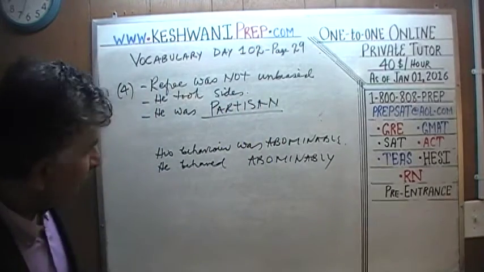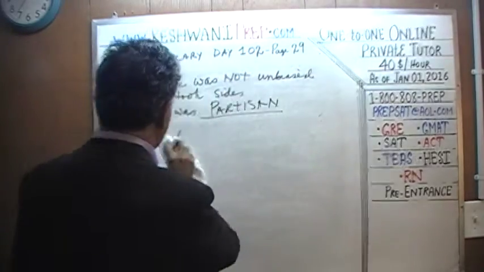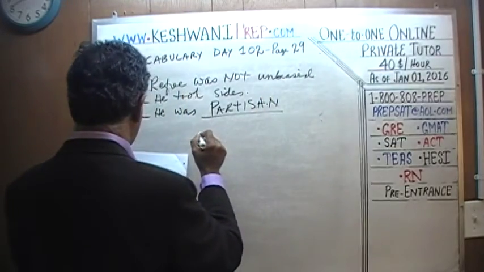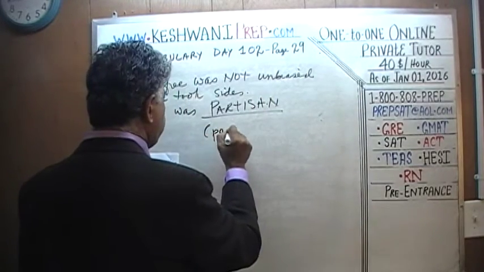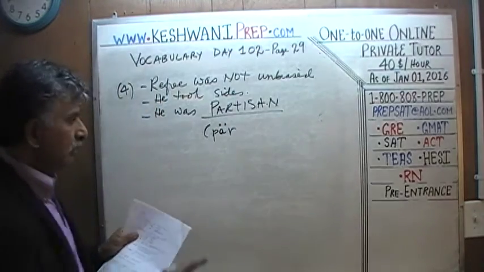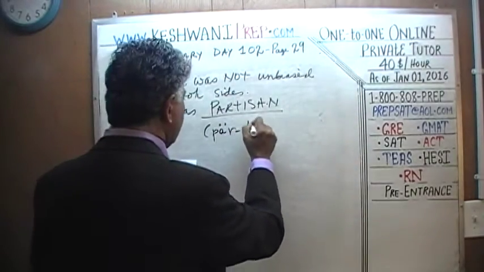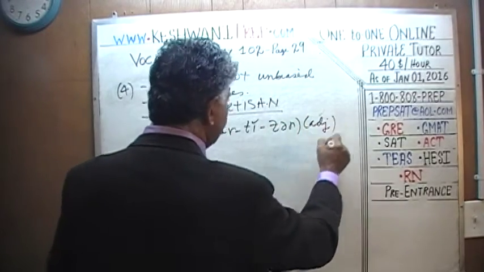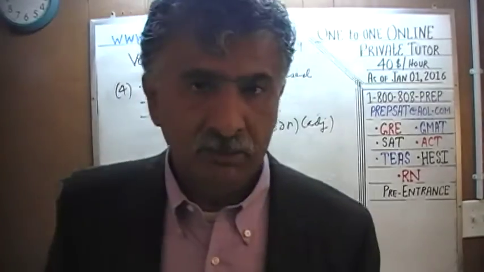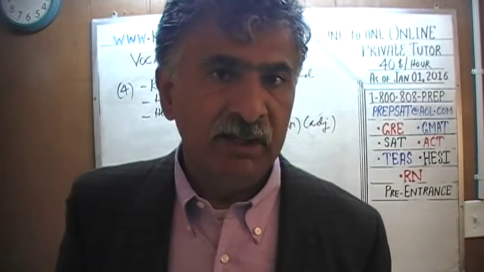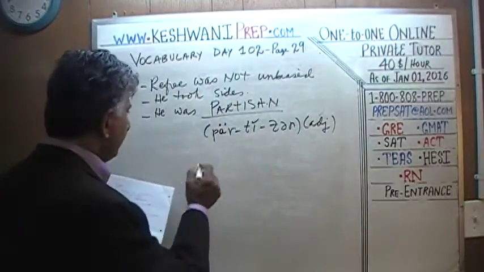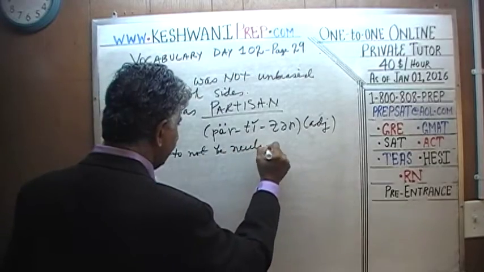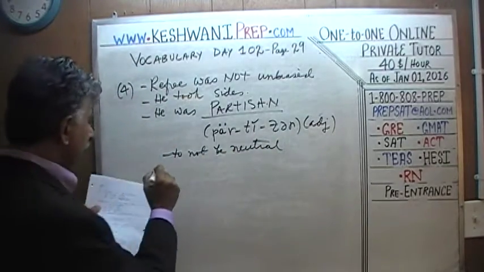Let's learn how to pronounce this word, shall we? The word is partisan. The referee was partisan. He was not unbiased, he was biased. Partisan means to not be neutral. If you're partisan, you're not neutral.